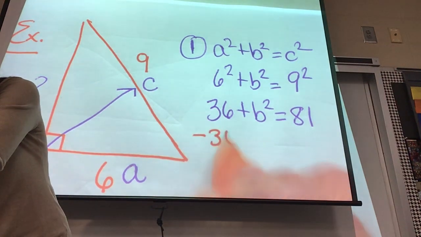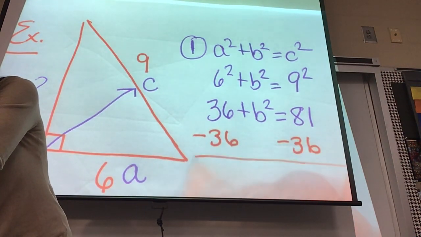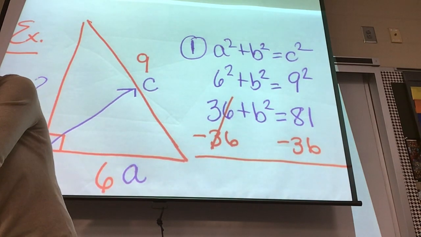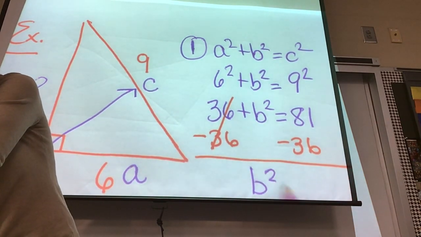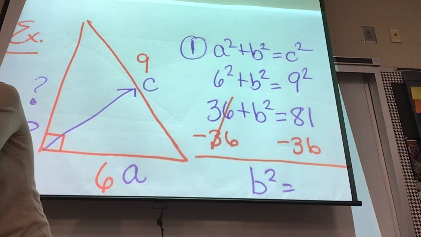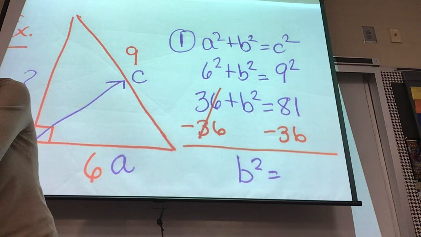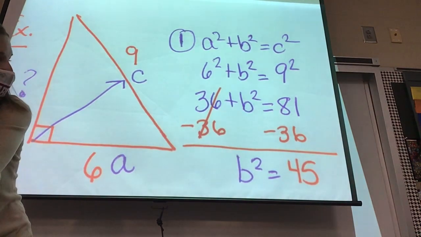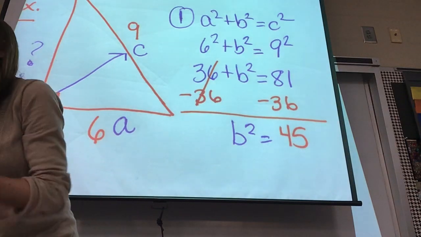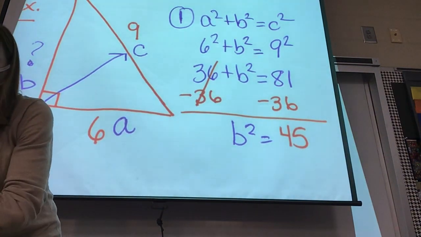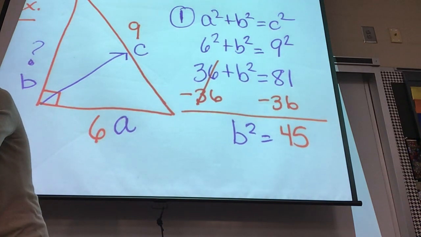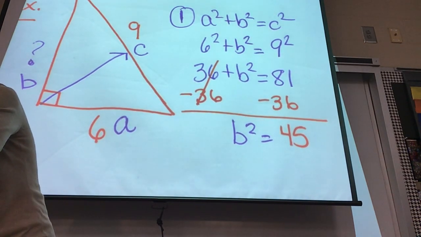Subtract 36, because they are on different sides. So now I've got b squared equals, so 81 minus 36 is what? 45. So I've got b squared equals 45. Again, I don't want b squared, I want b. So we should know how to find that. Again, rounding to the nearest tenth.